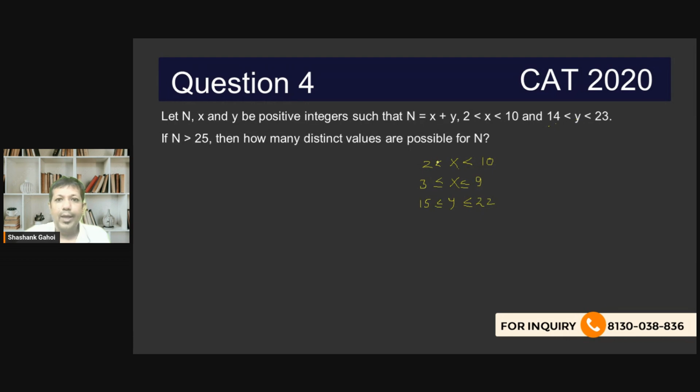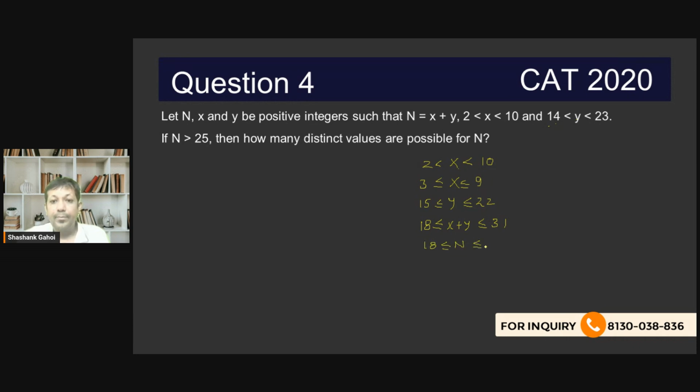Okay. Now n is equal to x plus y. So I'm just going to add both the values. So x plus y comes out to be how much? The range is going to be 18 to 31. Okay. So the range of n is 18 to 31.